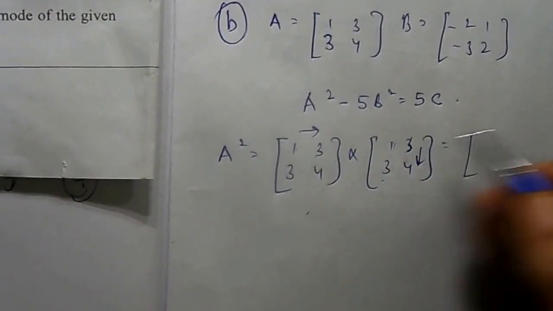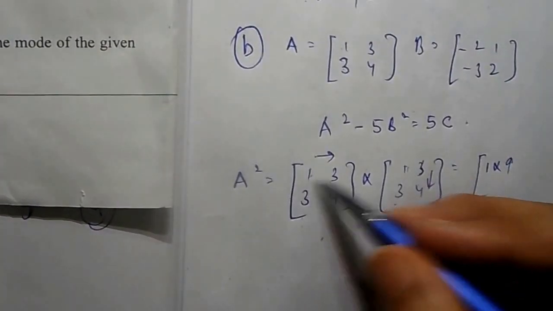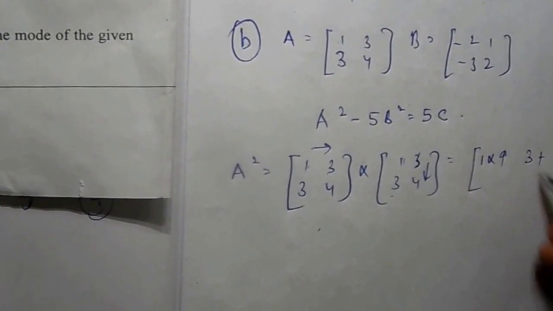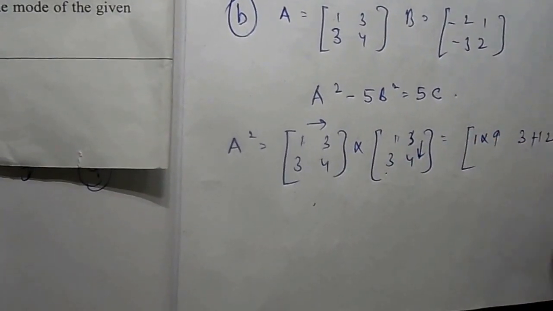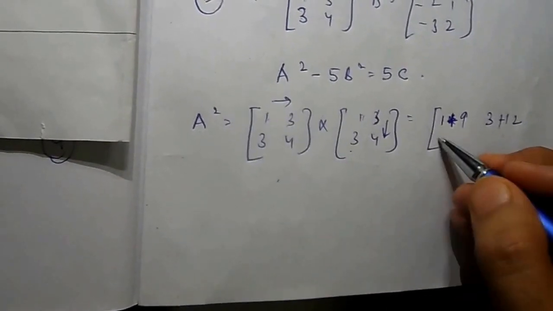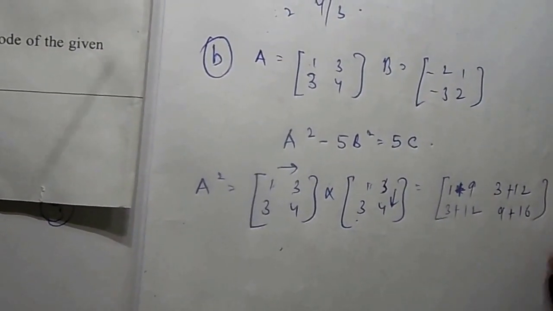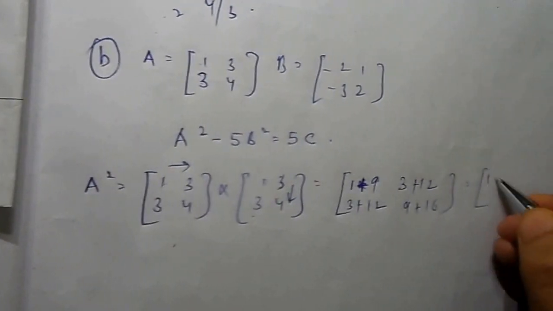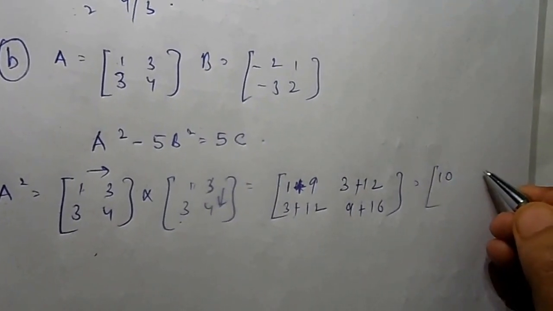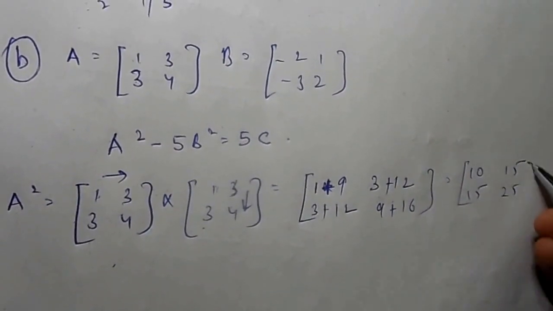So the elements are: 1 1s are 1, everybody knows that. 3 3s are 9, not many know that. 1 3s are 3, I guess everybody knows that. 3 4s are 12. Sorry, this will be plus. 3 1s are 3, 3 plus 4 3s are 12. 3 3s are 9 plus 4 4s are 16. So we get a total of 10. 3 plus 12, that is 15. 3 plus 12, 15 again, and 9 plus 16, that is 25.